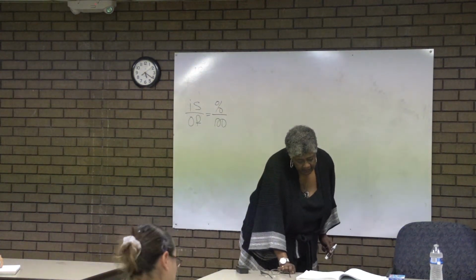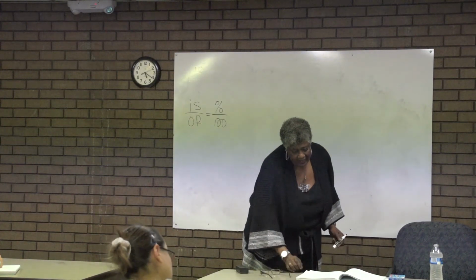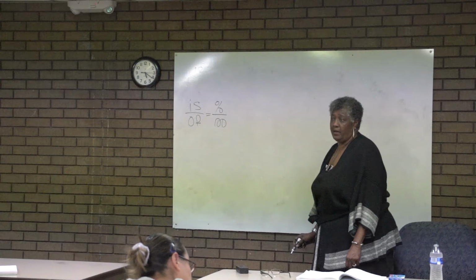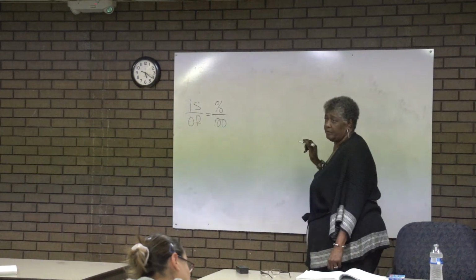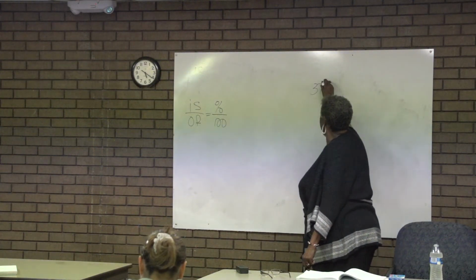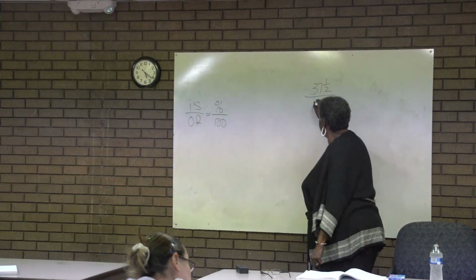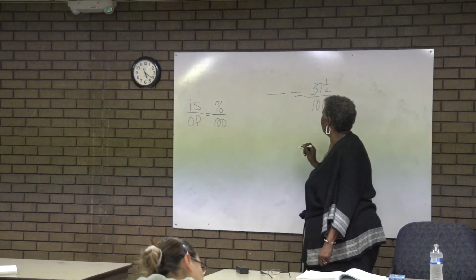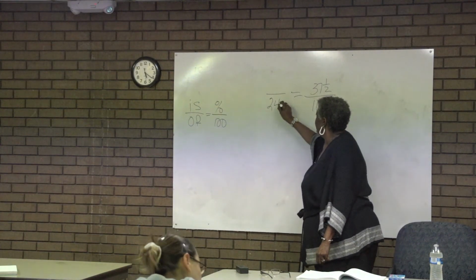Number 5 says 37.5% of 240. So what is the percent? 37.5. Same thing. Still, the percent goes over 100. And it says of what? 240. Of 240. Same thing.